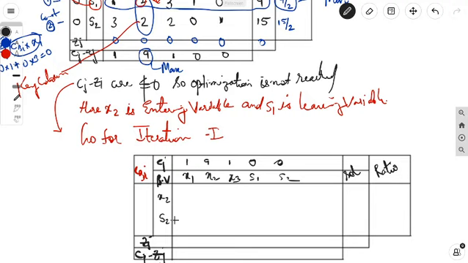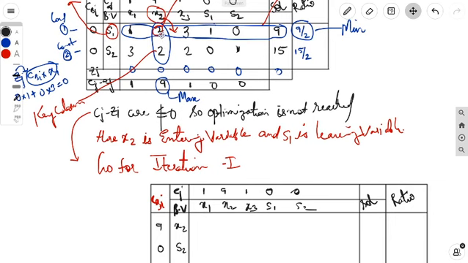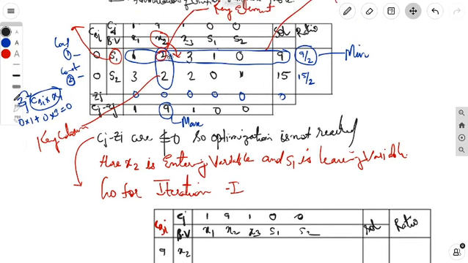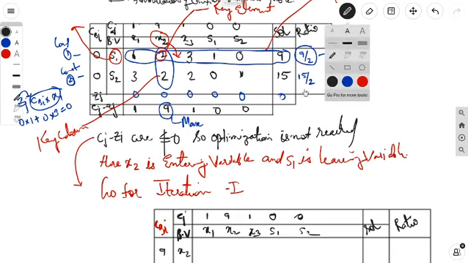What is the coefficient of X2 in objective function? It is 9. So I will write it 9 over here. Coefficient of S2 is 0 over here. Done. Got it? Okay. After this, as 2 was our key element, for writing this X2 row, we need to divide this key element 2 with all these values.